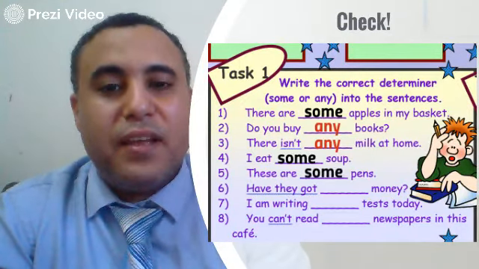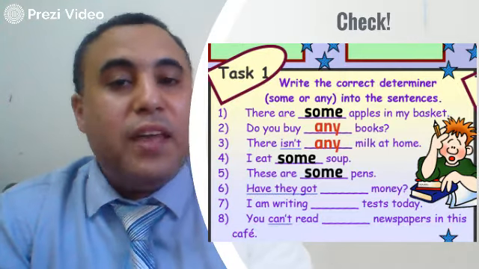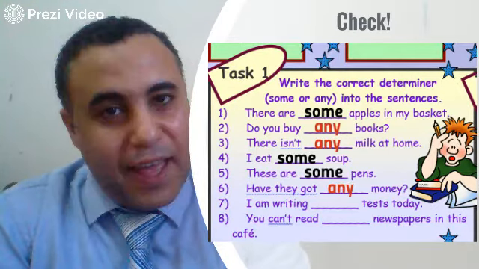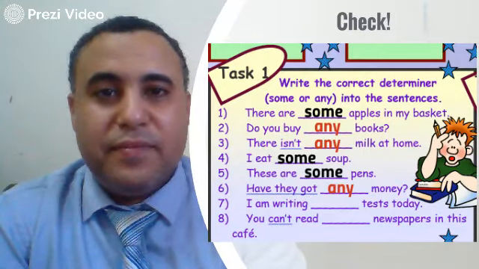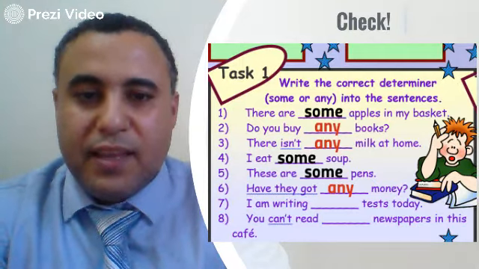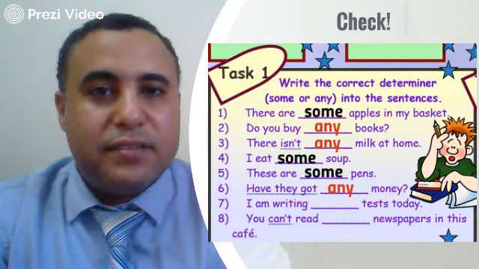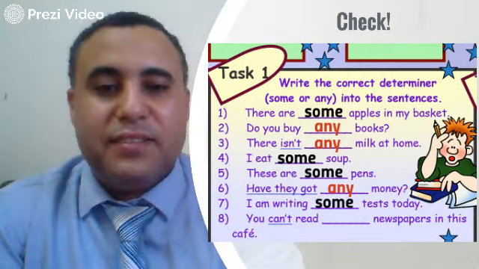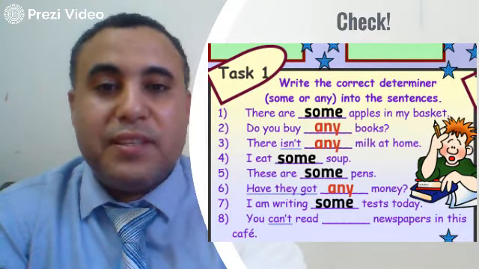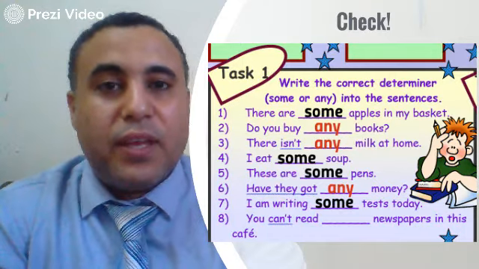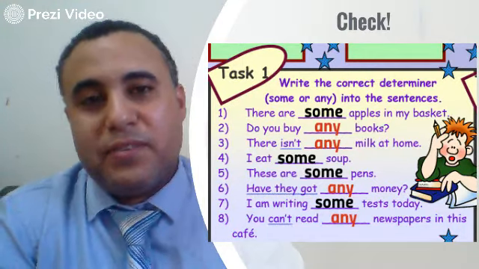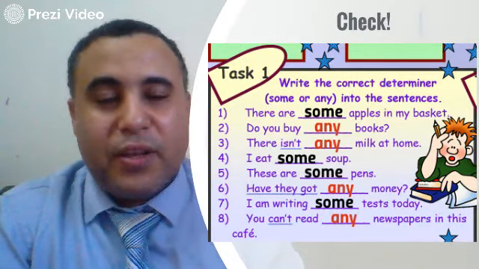Excellent. Number 6. Have they got money? Have they got any money? Excellent. 7. I am writing tests today. I am writing some tests. Excellent. The last one, you cannot read newspapers in the cafe. You can't read any newspapers in this cafe because it's a negative sentence.